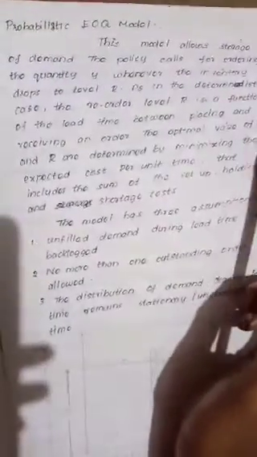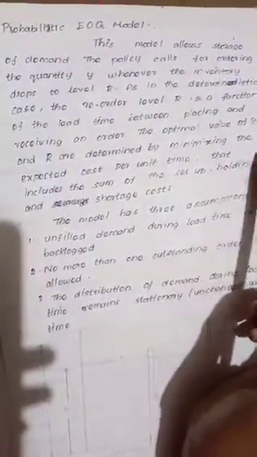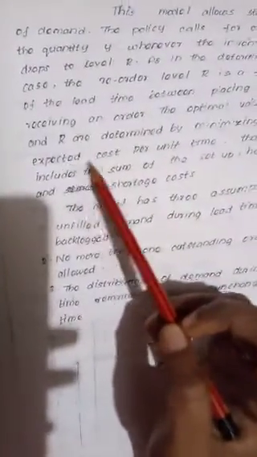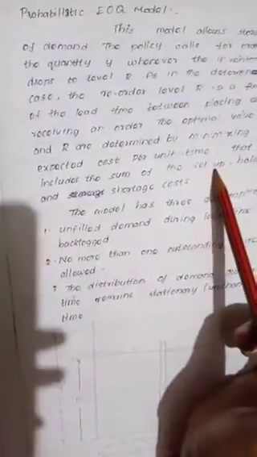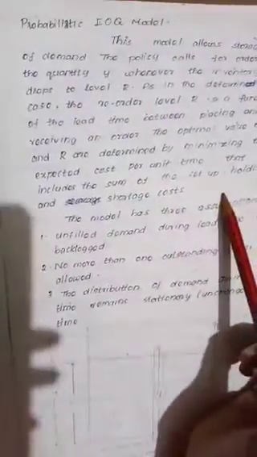The optimal values of Y and R are determined by minimizing the expected cost per unit time. That includes the sum of the setup cost, holding cost and shortage cost.